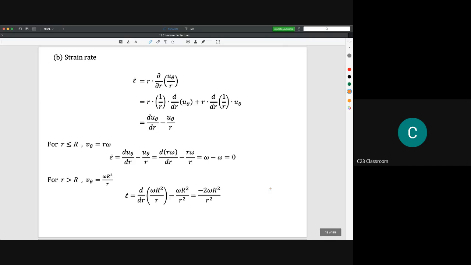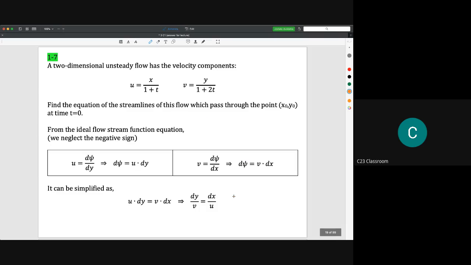Okay, for the strain rate, this is the equation. We go very quickly through this one because this is not our focus actually. Just to have notes. For the strain rate, we have this equation. You could have this one. And then if you substitute, you will get a certain value. So I skip this one.